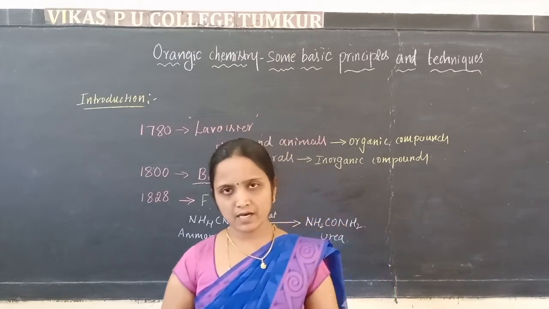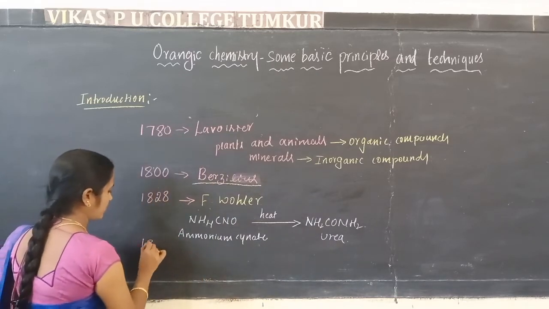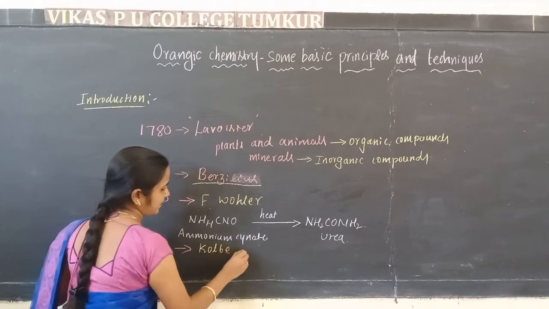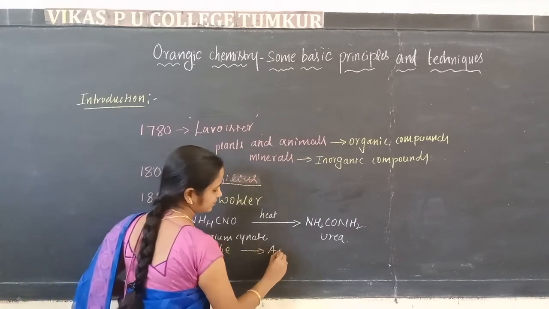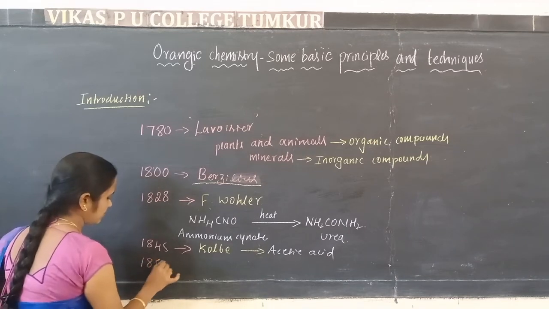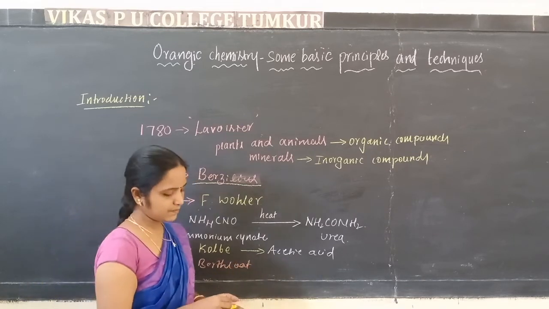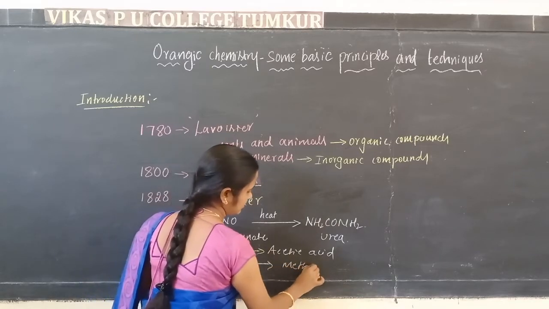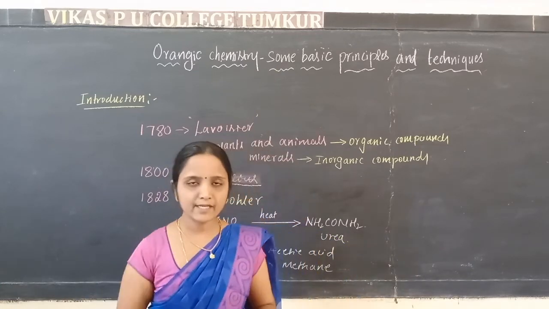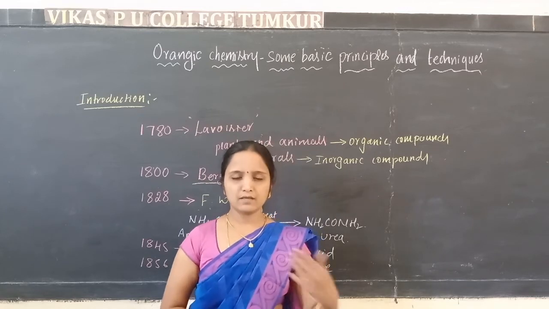Then after this, other scientists like Kolbe prepared acetic acid in the laboratory in the year 1845. In 1856, the scientist Berthelot prepared methane in the laboratory. From this we came to know that organic compounds are not only obtained from plants and animals, they can also be prepared in the laboratory.